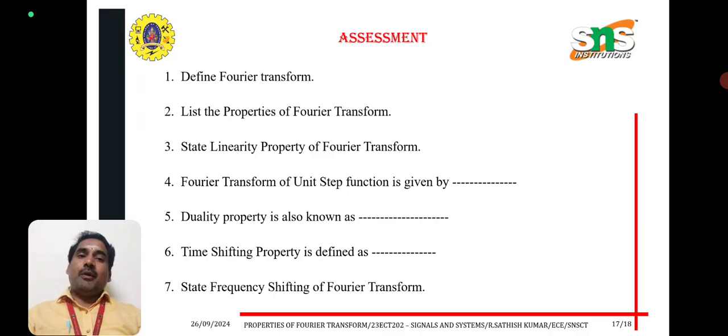State linearity property of Fourier transform. If x1(t) pair with X1(f), x2(t) pair with X2(f), then c1·x1(t) plus c2·x2(t) Fourier transform pair with c1·X1(f) plus c2·X2(f). Fourier transform of unit step function is given by X(f) equal to 1 divided by j2πf.